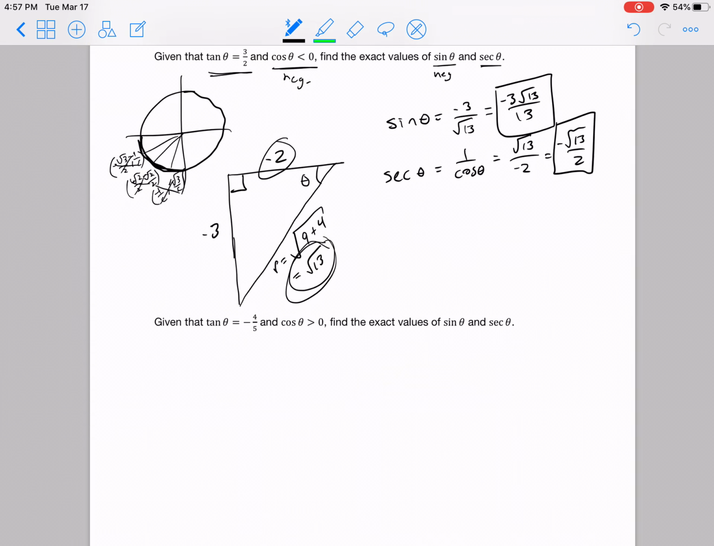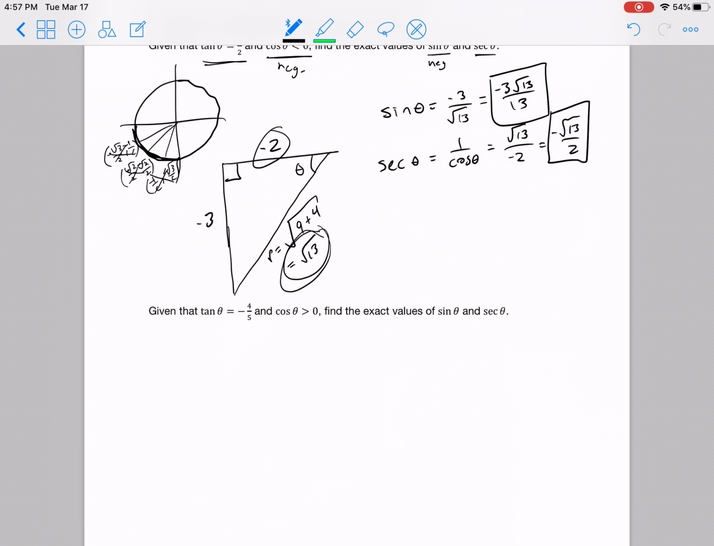And again, I'm going to leave this next one for you to try. Basically build a triangle that has a side of 4 and a side of 5.